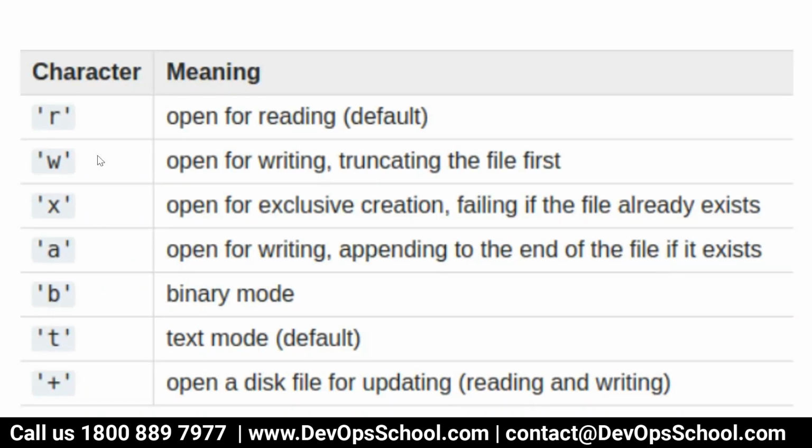So we discuss r for opening for reading, which is the default, w for open for writing, x for open for exclusive creation, a for append, and b for binary mode, t for text mode, plus means open a disk file for updating. So these are the things.